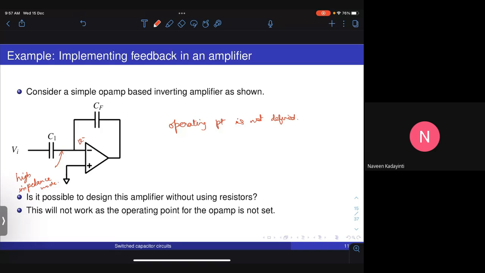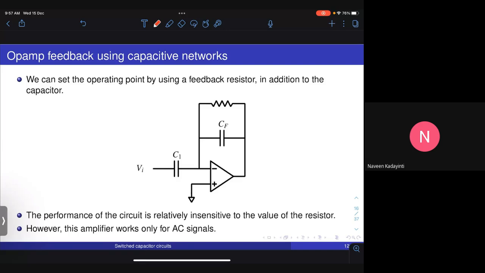So if you have to define the operating point, one way to do it would be to simply put a very large feedback resistance. If you put a very large feedback resistance RF here in shunt with CF, what will happen is for DC signals, the input capacitor is an open circuit. So for DC, C1 and CF are open, and the equivalent circuit looks like simply one resistance RF. So this is like a unity gain configuration, which means that this will be at VCM, right? This is a unity gain.